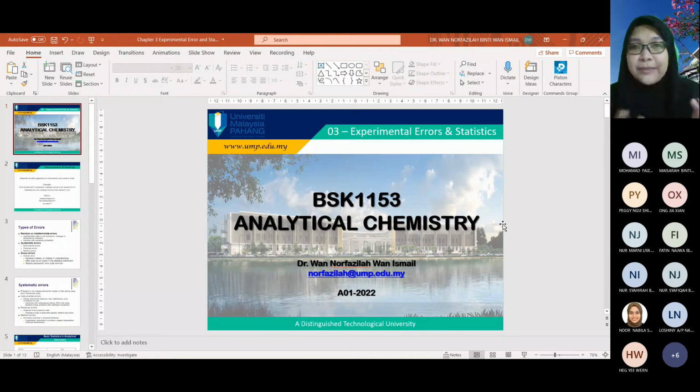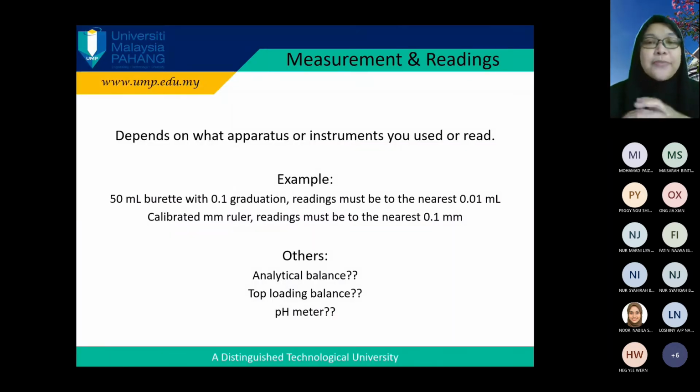So today we are going to start with chapter 3, experimental errors and statistics. For starters, we know that measurements and readings depend on what type of apparatus or instrument you use. For example, if we use a 50 milliliter burette with 0.1 graduation, readings must be to the nearest 0.01 milliliter. And if you are using a calibrated millimeter ruler, readings must be to the nearest 0.1 millimeter.